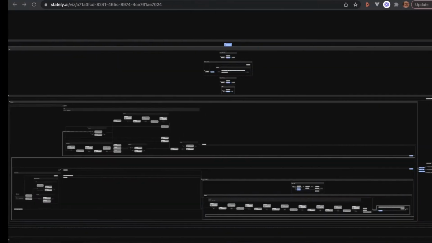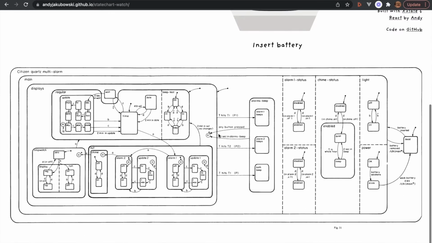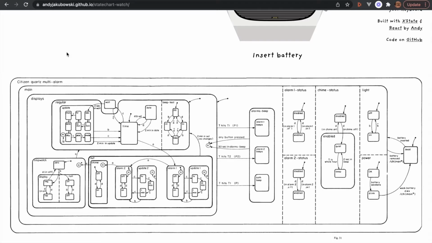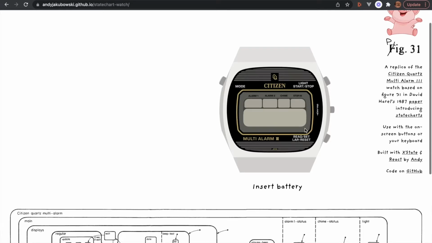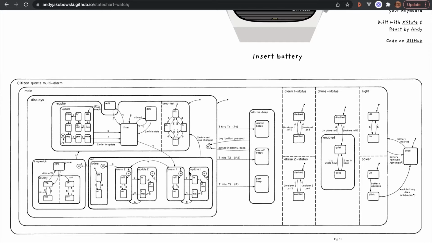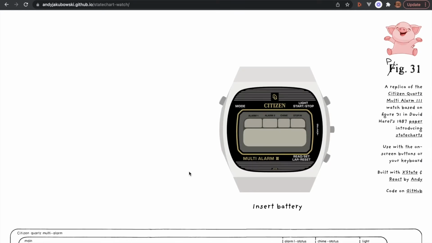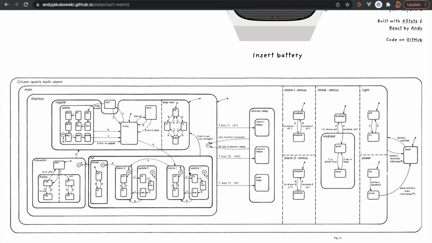Yes, a classic. For those who haven't heard about this, in his 1987 paper, Statecharts: A Visual Formalism, most of the paper walks through the visual formalism that is state charts, and Harel, in a very refined way, walks us through the Citizen Watch, which later someone named Andy took, the same model that you see in the schematic, and ported to XState. So we actually have that Citizen Watch working on the web. But this Citizen Watch is the starting point of state charts in a lot of respects.